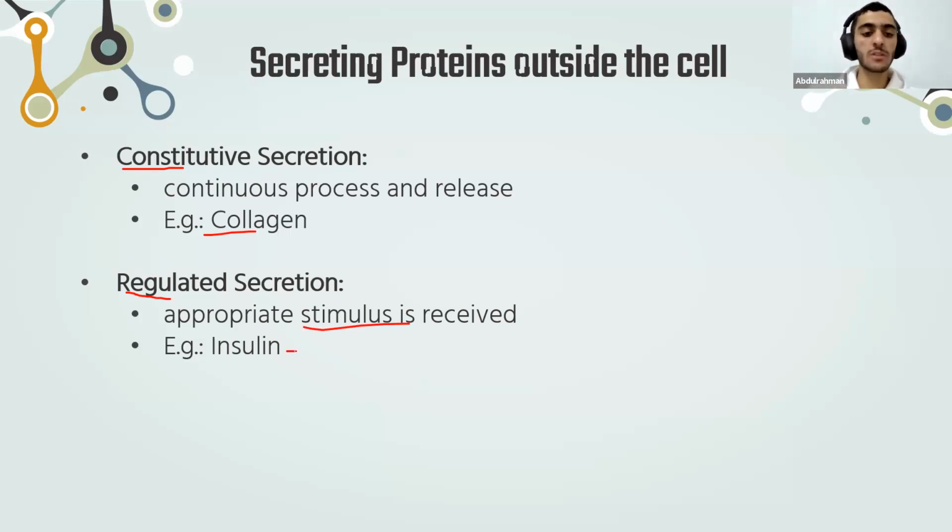And what is an example of it? It's insulin. And basically, what is the stimulus for the release of insulin? The stimulus for release of insulin is a low blood glucose level. You don't need to know this detail. Just basically know what regulated is and what constitutive secretion is.